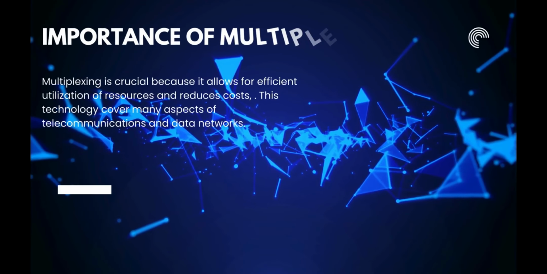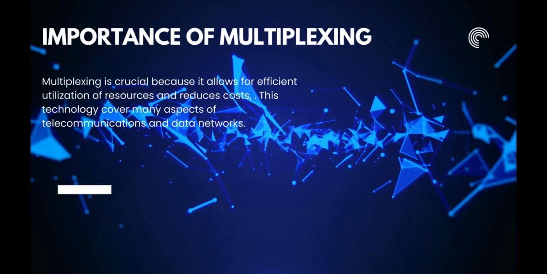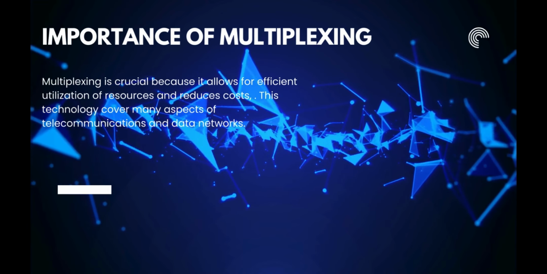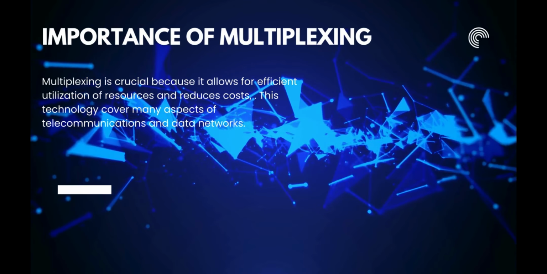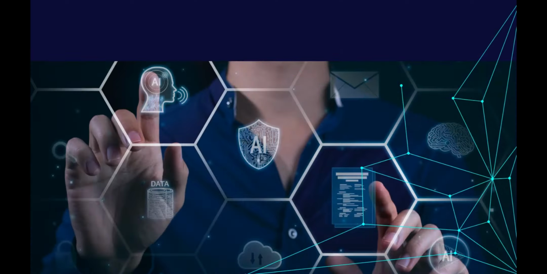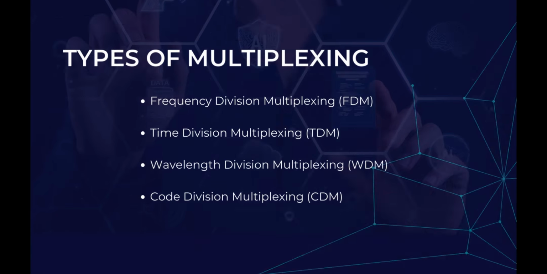Importance of multiplexing. Multiplexing is crucial because it allows for efficient utilization of resources and reduces costs. This technology covers many aspects of telecommunications and data networks. Types of multiplexing: 1. Frequency division multiplexing (FDM). 2. Time division multiplexing (TDM). 3. Wavelength division multiplexing (WDM). 4. Code division multiplexing (CDM).